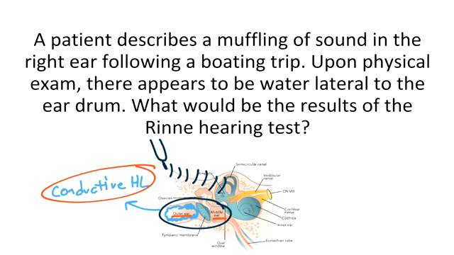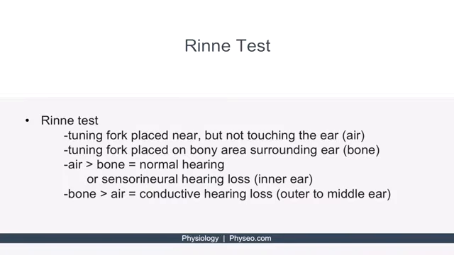So the result of the Rinne test would be that in this right ear, the bone conduction would be greater than the air conduction. So to review, if a patient has anything disrupting the outer or middle ear, then they will have conductive hearing loss. So the Rinne test would produce results that would show that the bone conduction is louder than simply air conduction.